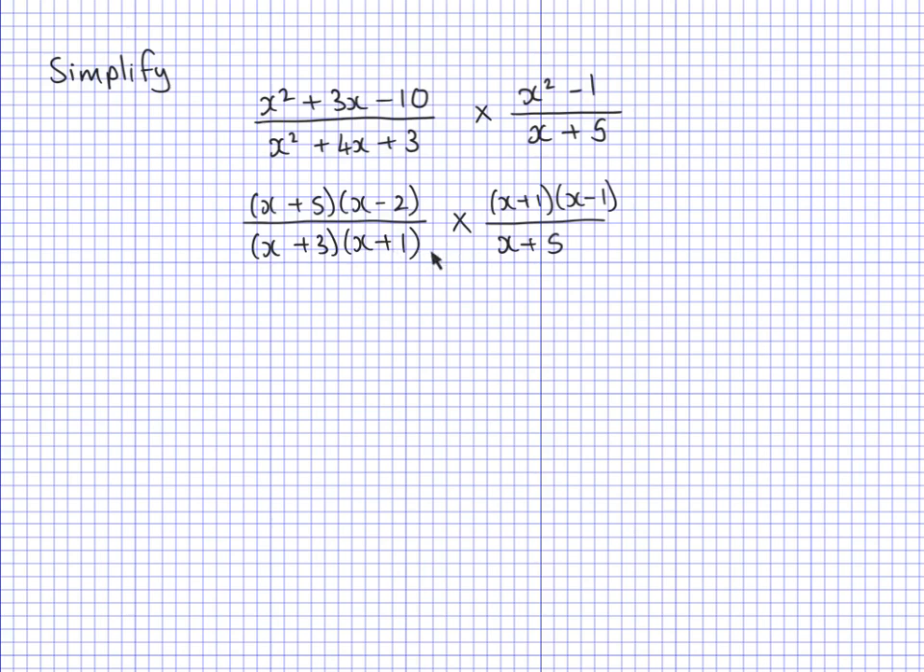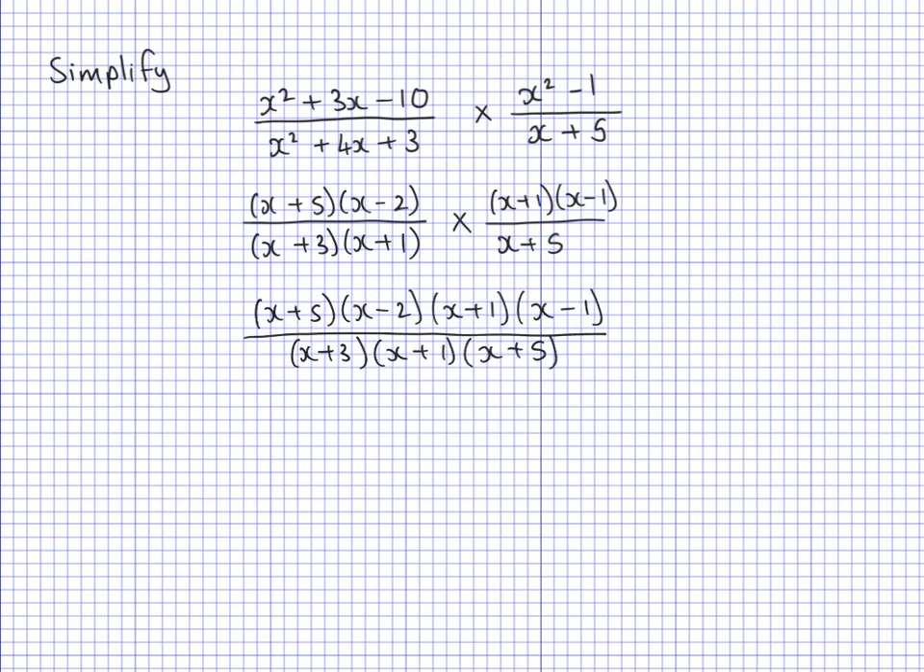Now, I can put them in one fraction, but here, when I times by x plus 5, I can put x plus 5 in a bracket and just multiply it to that. So that will be x plus 5, x take away 2, x plus 1, and x take away 1. And at the bottom, I will have x plus 3, x plus 1, and this multiplied to x plus 5. Now, I've got this bracket multiplied by this bracket, multiplied by this bracket, and multiplied by this bracket. So I have a multiplication here, and I have the same at the bottom.